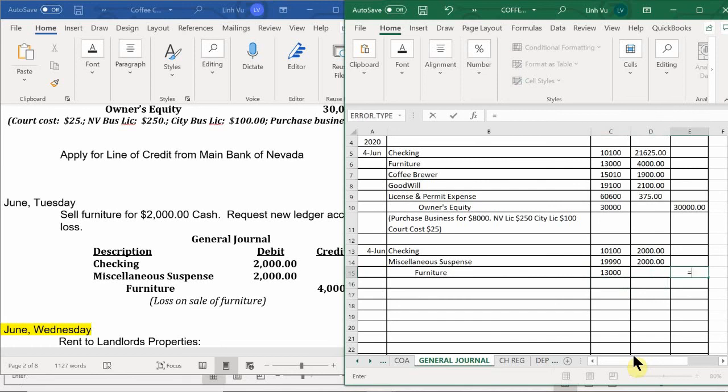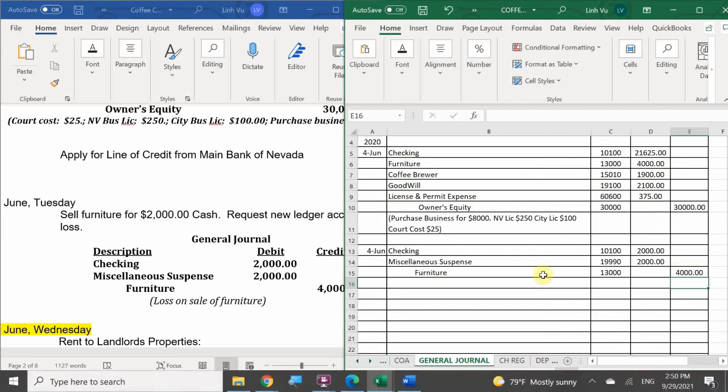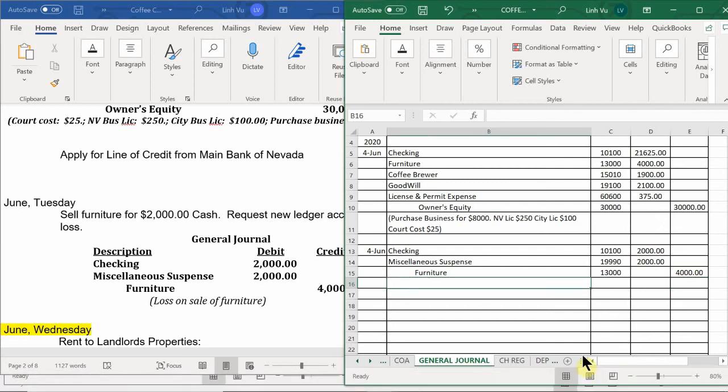Now, I could use my formula here to ensure no typos were made. 2,000 plus 2,000 gives me 4,000. And then I can go ahead and make a note here that I sold furniture. But I can make it easier by saying loss on sale of furniture.